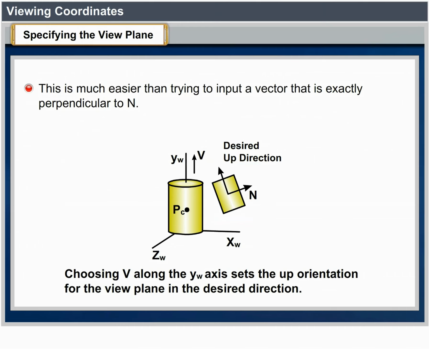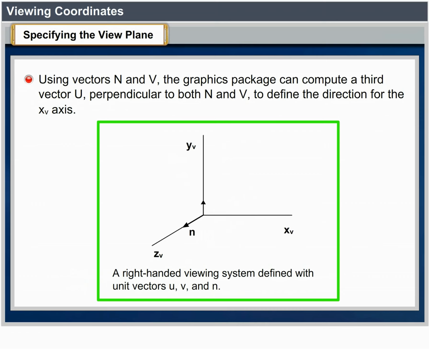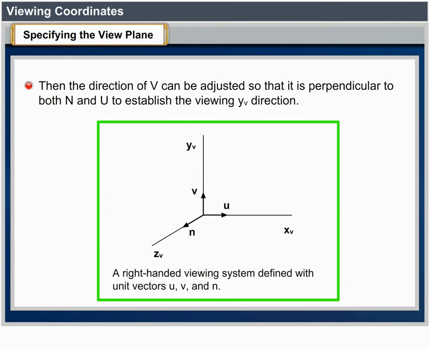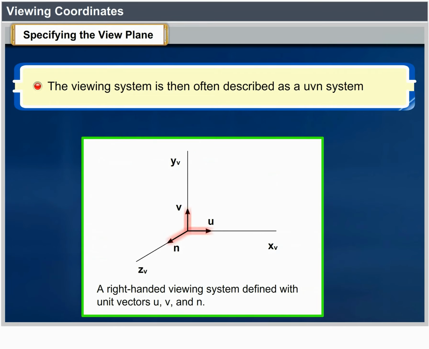Using vectors n and v, the graphics package can compute a third vector u perpendicular to both n and v to define the direction for the XV axis. Then the direction of v can be adjusted so that it is perpendicular to both n and u to establish the viewing YV direction. The viewing system is then often described as a UVN system. See figure. The figure shows a right-handed viewing system defined with unit vectors u, v, and n.